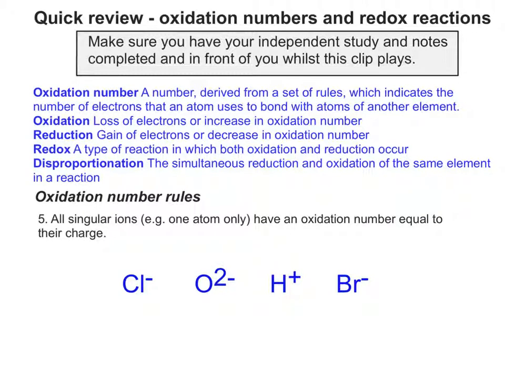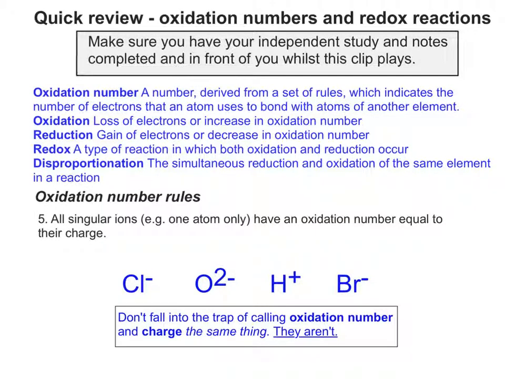Next up, we look at singular ions, such as those that have one atom only. So these have an oxidation number that is equal to their charge. And a quick reminder here not to call oxidation number and charge the same thing, because they're not. They're based on two slightly separate aspects of a species.